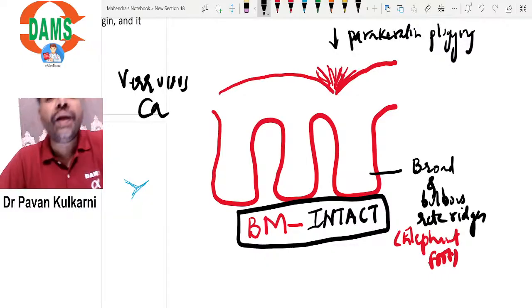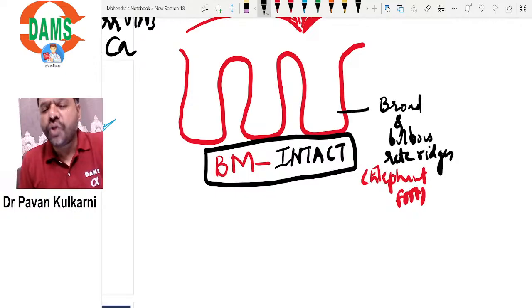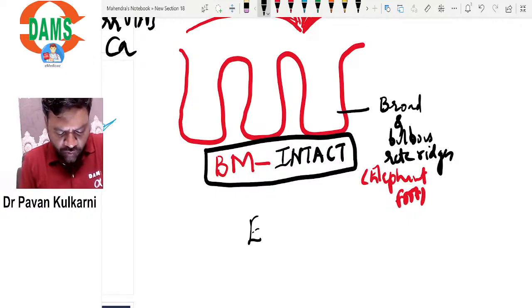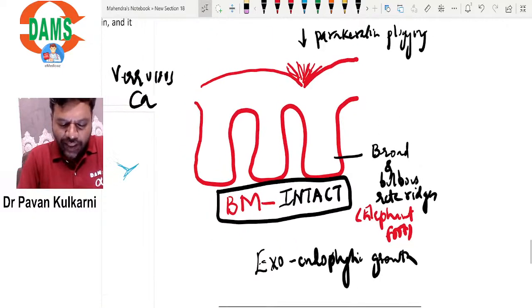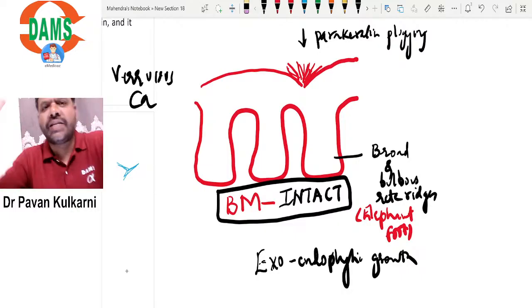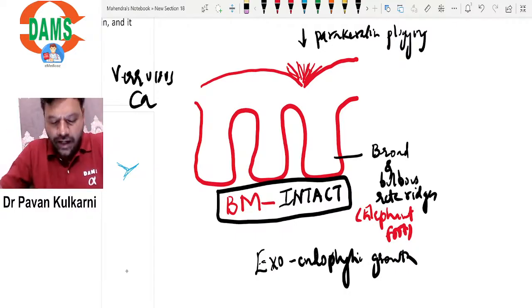Then why are you calling it a carcinoma? You are going to call this a carcinoma because of its unique exoendophytic growth pattern. That means exophytic and endophytic nature. Exophytic means surface, endophytic means inside. So this verrucous carcinoma on the surface is showing parakeratin plugging, and inside it is showing broad bulbous retroedges.